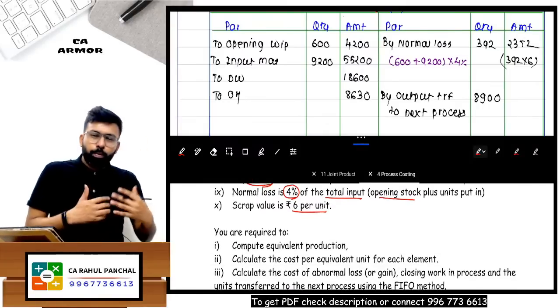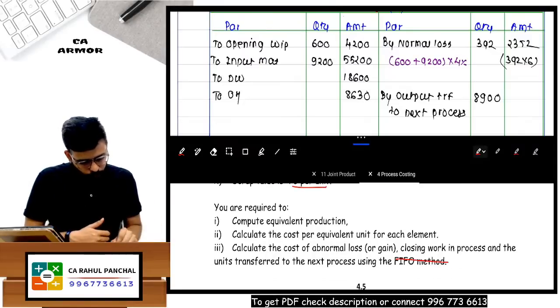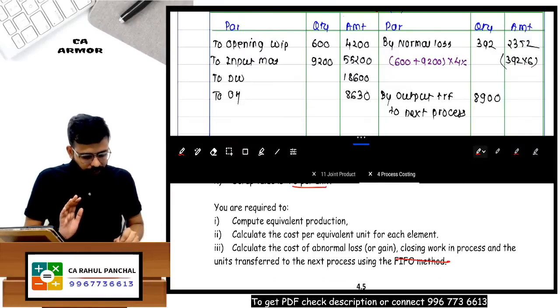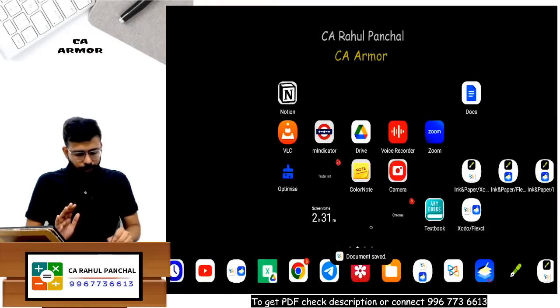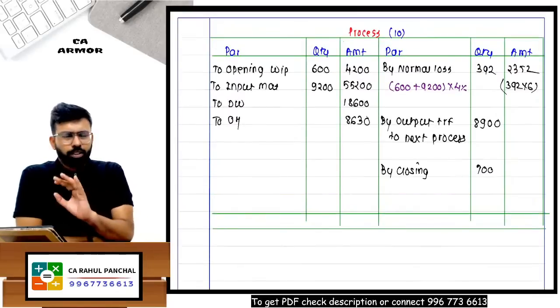Now you are required to prepare many other things, and at the end you will have to follow the FIFO method. Okay, sir. So sir, what is step number 1? Step number 1 is read the question and fill up the process account. We are done with that.